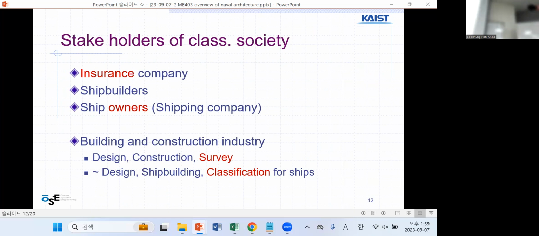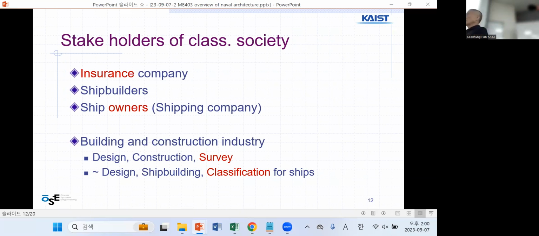It is classified according to the regulation as grade A, grade B, or C. It is not simple, but simply grade A, grade B, grade C, and then the value of the ship or the value of the building is classified, and then the bank and insurance are happy with this situation. Insurance, shipbuilders, and ship owners. And the ship owner is usually a shipping company, but sometimes it's separated out.